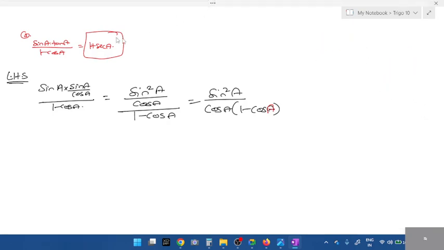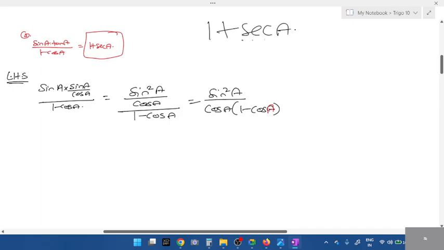See, till here, students, it is correct. The right hand side you have to convert into 1 plus sec A. So can you tell me, sec A is related to which one? All of you will respond. Sec is related to reciprocal. It is related to cos.